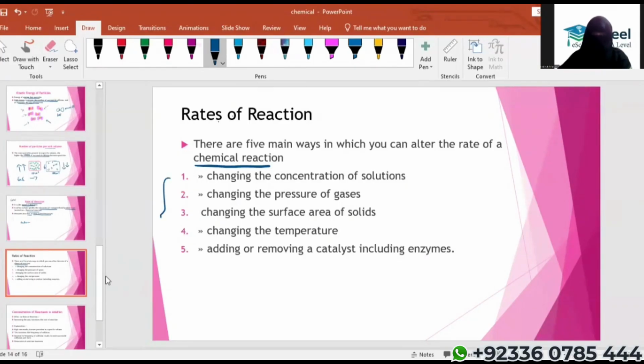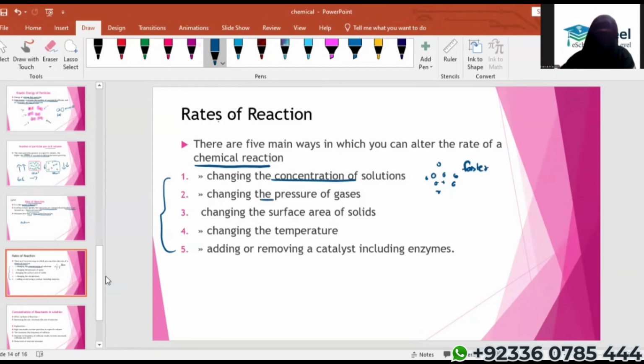There are 5 methods, which includes changing the concentration of solutions. If you increase the concentration, there will be more particles present, and so there is a higher chance for successful collision to take place, and so the reaction will be faster.